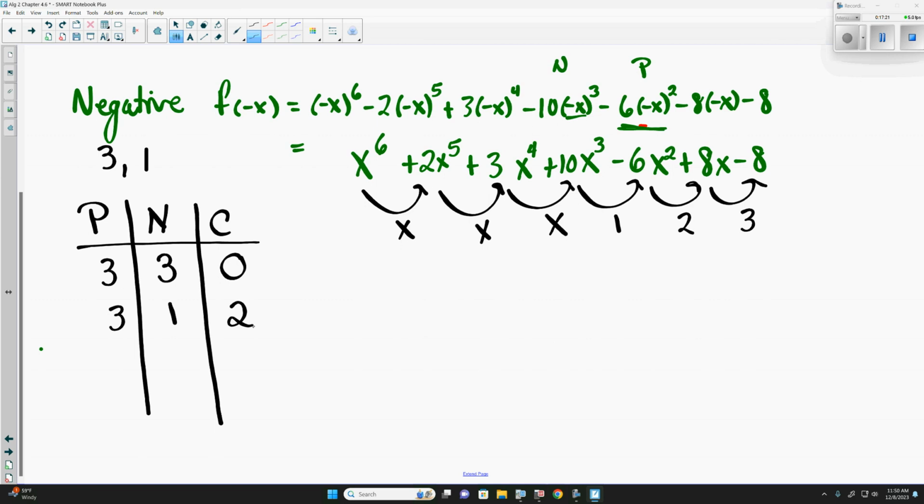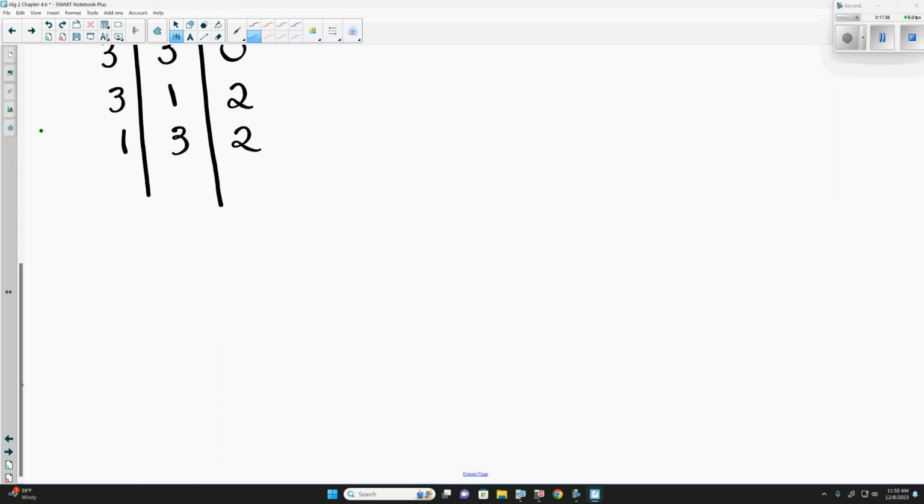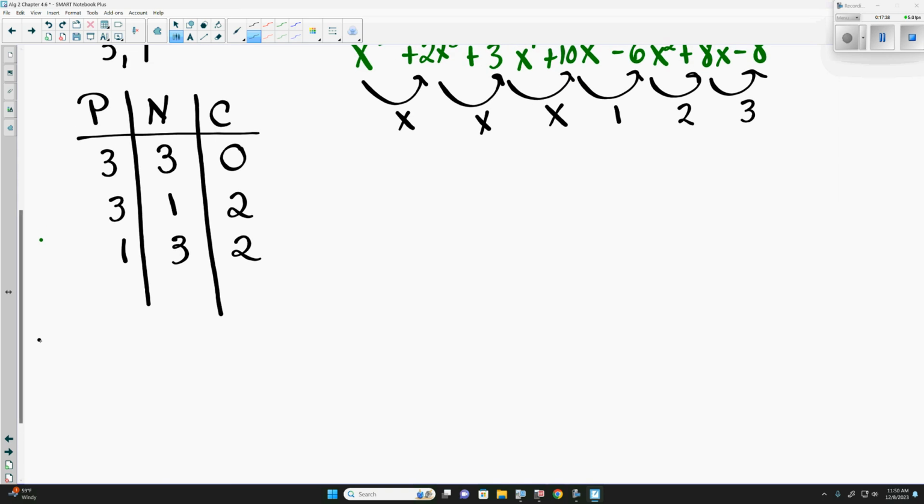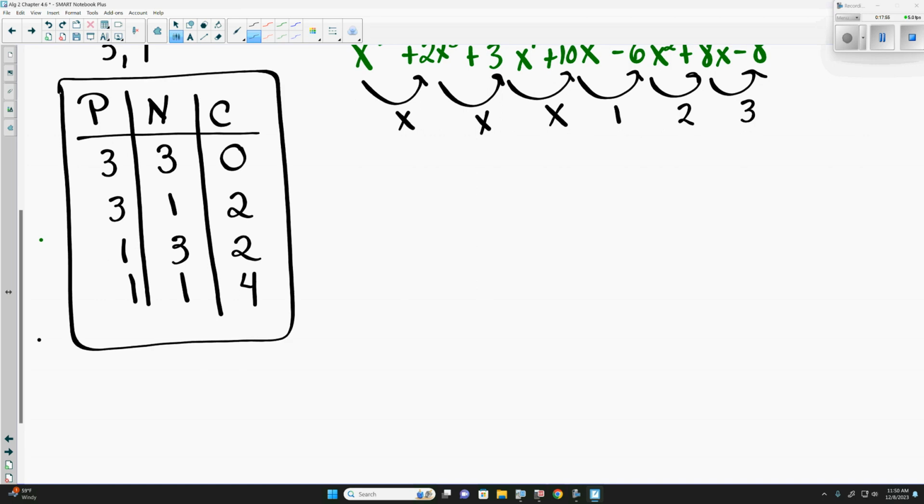Well, those are the only possible options for negatives, but I could have 1 positive and 3 negatives, 4, so I'm missing 2. So it could be 1 positive, 3 negatives, and 2 complex. Or our last one would be 1 positive, 1 negative, and 4 complex. And that's it. This here is our final answer.